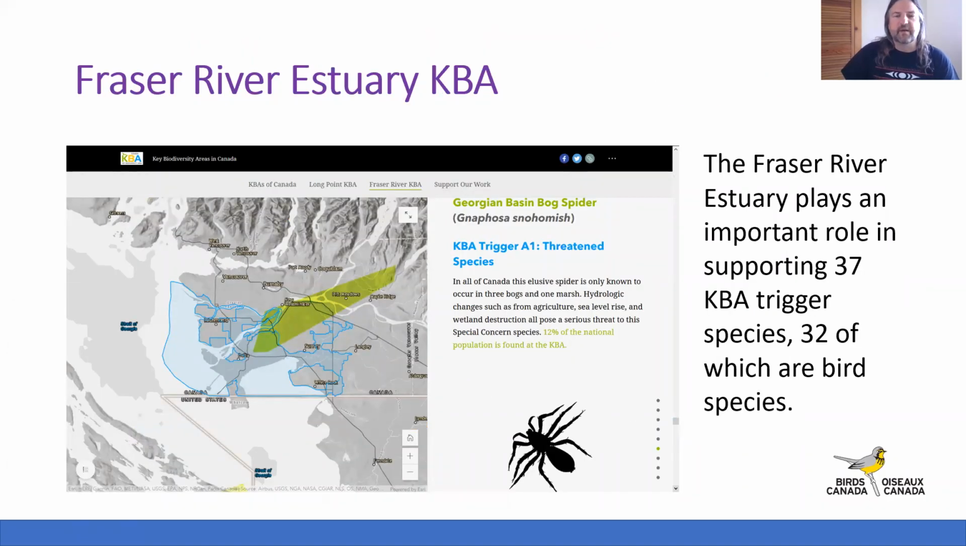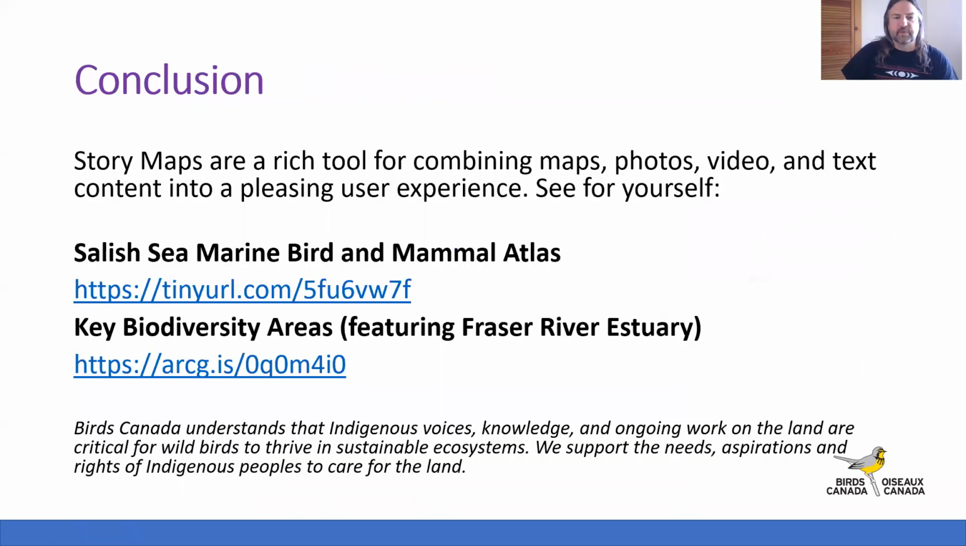And for those of you who live in the area, this will be no news to you how important and impressive this area is. So far, we have identified 37 so-called KBA trigger species, and 32 of those are birds. But the example shown here is the Georgia Basin bog spider, which is a rather interesting example. It's estimated that approximately 12% of the national population of this spider is found within this particular KBA. So it's pretty impressive. And again, this information is available for you to explore on the story maps.